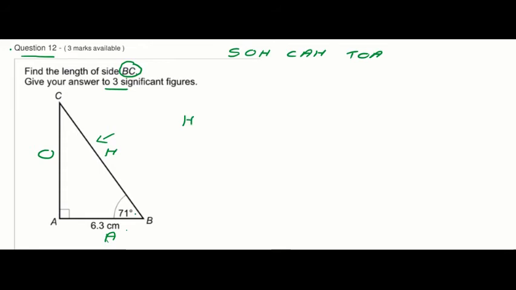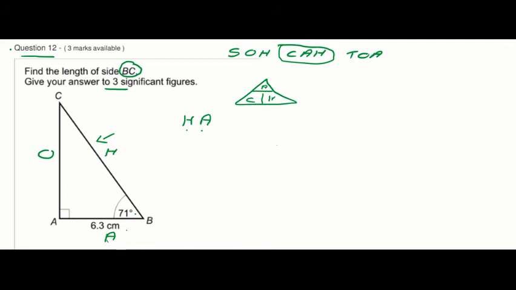It's given me the adjacent side length. So I need to pick a trigonometry ratio that involves the hypotenuse and the adjacent. And the only one that involves the hypotenuse and the adjacent is the cos. So remembering our pyramid, cos is equal to adjacent over hypotenuse.